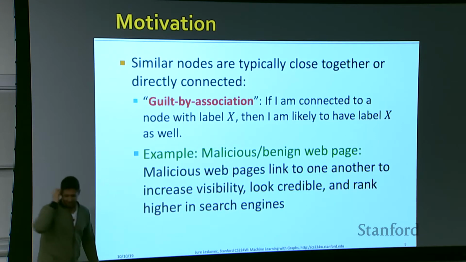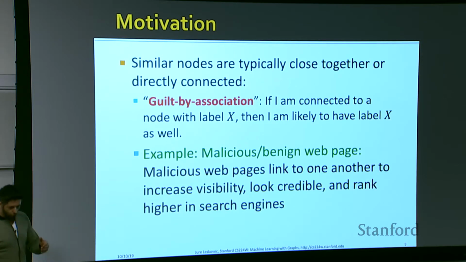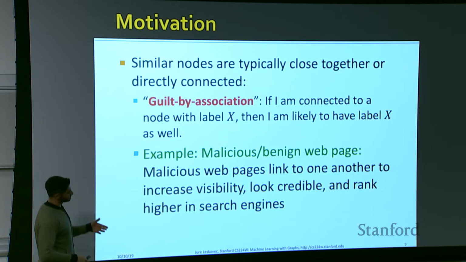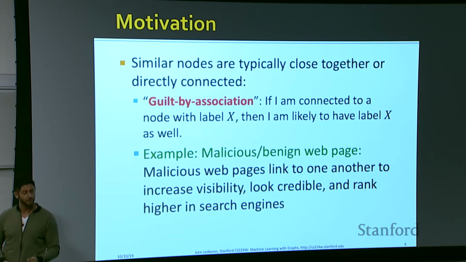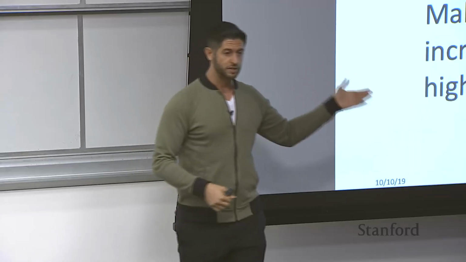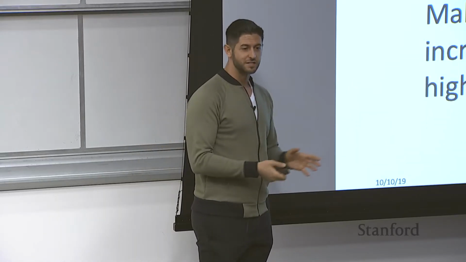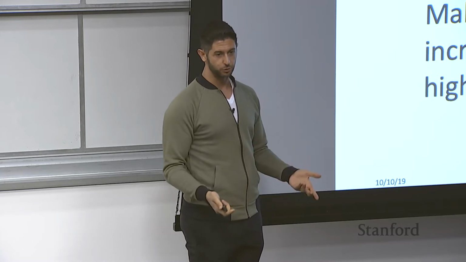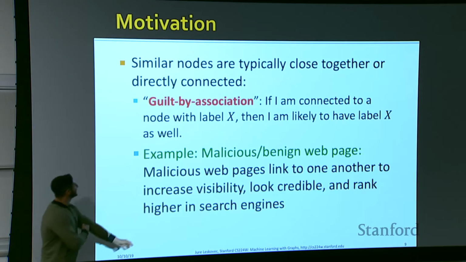So the idea is what we were mentioning before. When we match together both the homophily and the social influence, we come up with something that usually is called guilt by association. So if I'm connected to a node with label X, then I'm likely to have label X as well, right? So the example I was making before, you take my Facebook graph, there is a high chance that one of my connections will be another Italian person, okay? Very similar, guilt by association of being Italian.